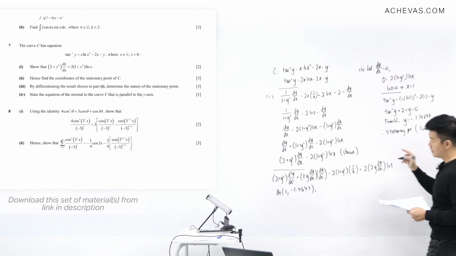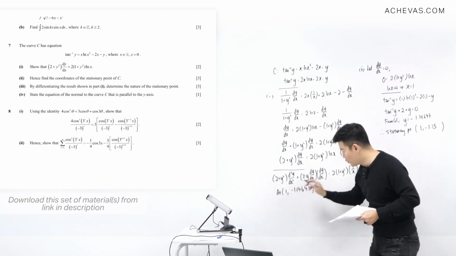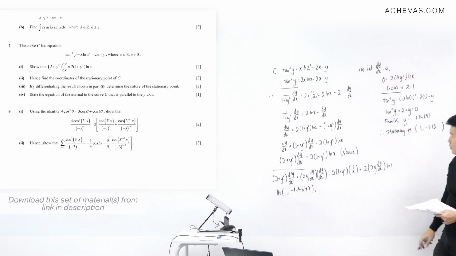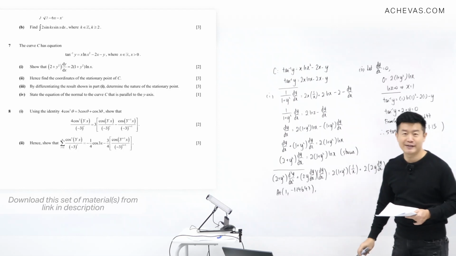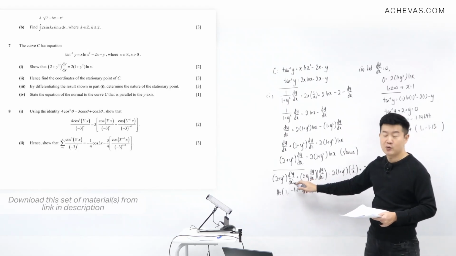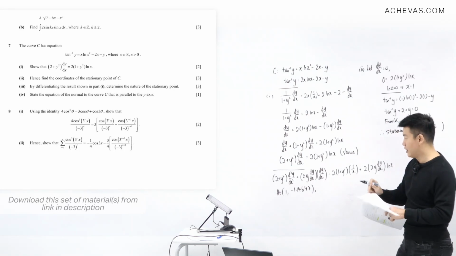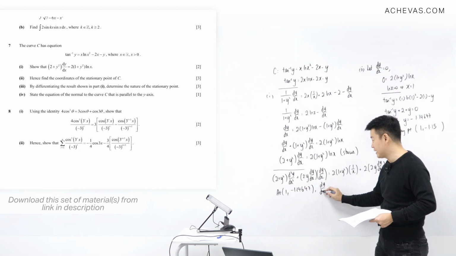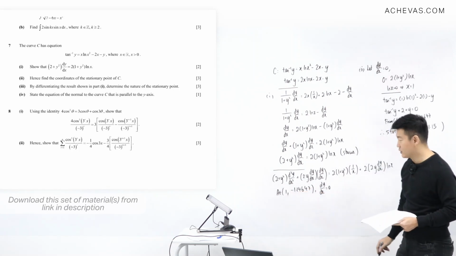Okay, so this is my answer, which means that at this point, I need to add in a 1 here. When x is equal to 1, y is negative 1.14647. This is a stationary point. Let's try to find the value of d square y dx square. At this point, I know dy dx is equal to 0. X is equal to this, y is equal to this.